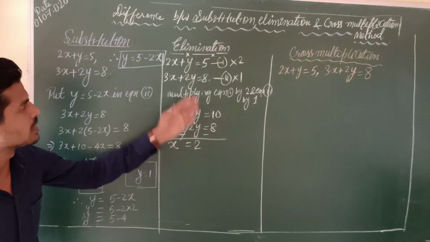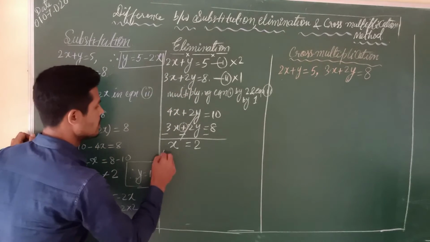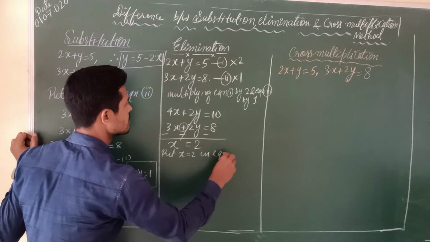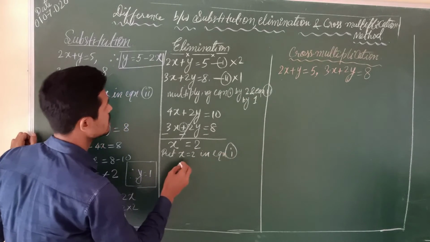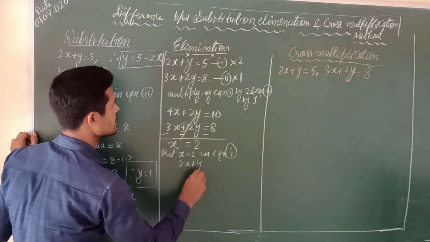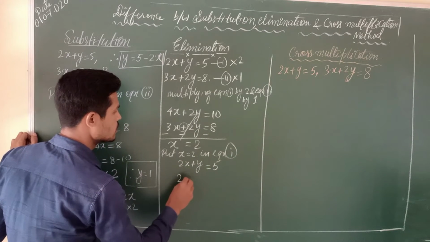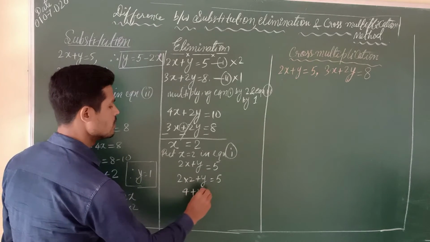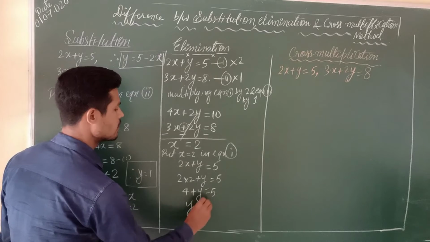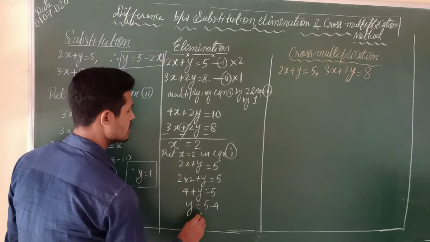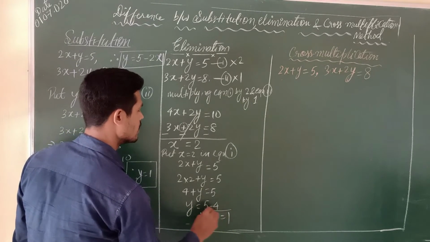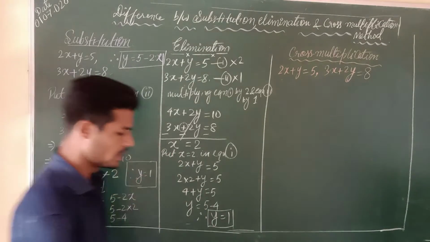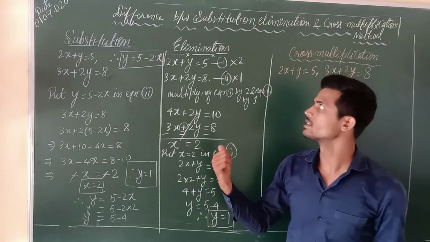Now we will put the x value in any equation you like. Put x equal to 2 in equation 1. What is equation 1? That is 2x plus y equal to 5, or 2 into 2 plus y equal to 5. So 2 twos are 4 plus y equal to 5, or y equal to 5 minus 4. Finally we got y equal to 1. So here x equal to 2, y equal to 1, same as before. This is the second method, elimination.